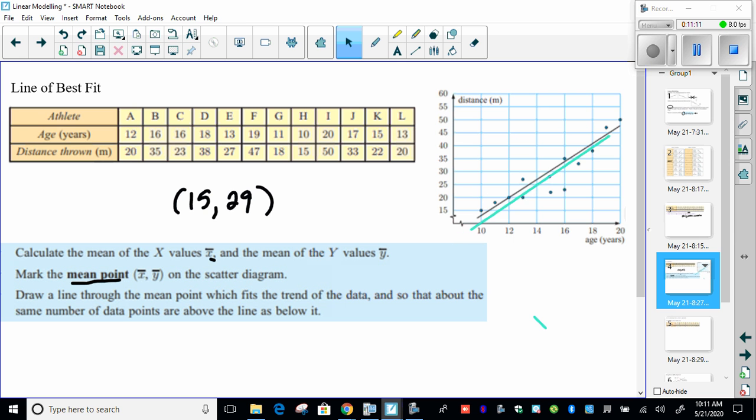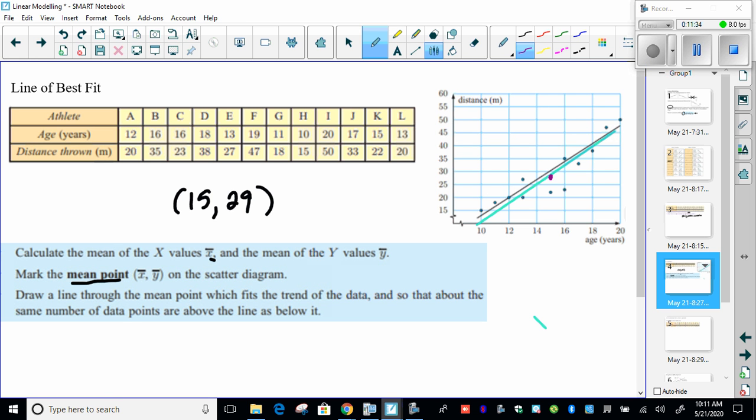There we go. So maybe we make it something like that. That looks like a much better line of best fit. It goes down a little bit more. There's a little less points here, a little more up there. Okay, so that's going to give you a better idea of that best fitting line based on knowing it has to go through this specific point.